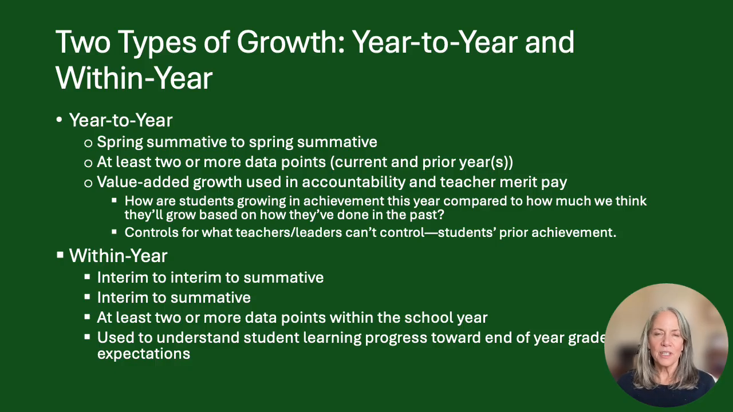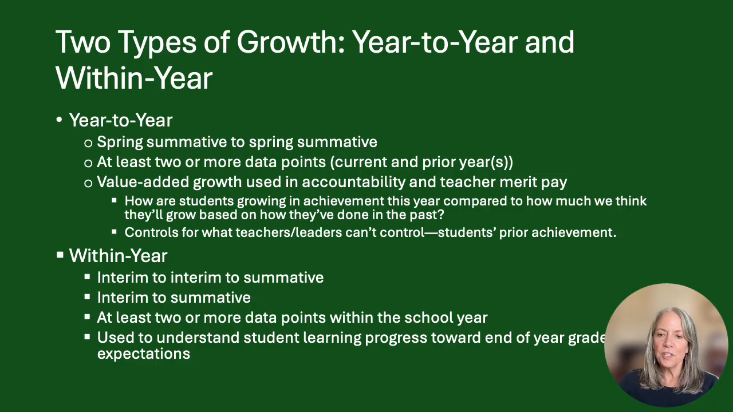The year-to-year growth is usually the spring summative to the spring summative because that's the end of the year when students have completed their learning for that grade level. It takes at least 2 data points, but it can usually use more data points. It's value-added growth that's used in accountability and teacher merit pay. It really answers the question, how are students growing in achievement this year compared to how much we think they'll grow based on how they've done in the past? That is one particular type of growth that I get asked about a lot.